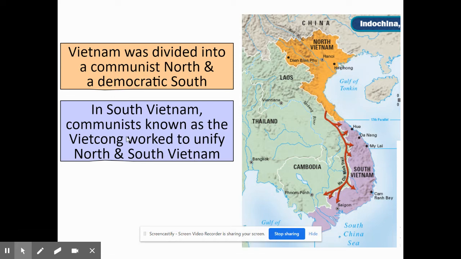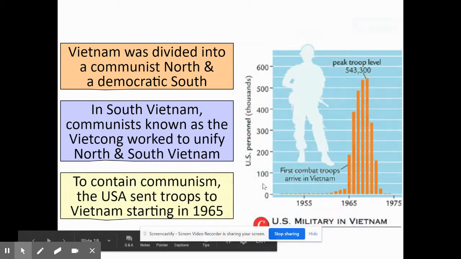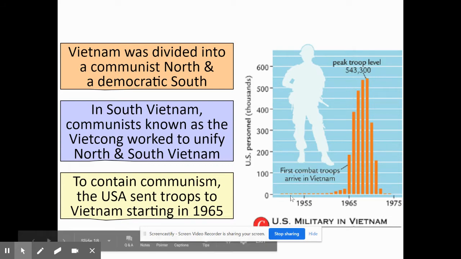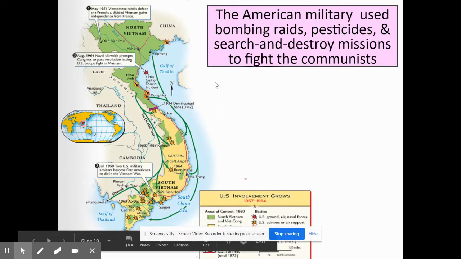So in South Vietnam, there's the Viet Cong, and they're trying to unify North and South under communism. So to contain communism, the United States started sending troops. But before then, in 1954, we were sending advisors. So it was a police action from 1954. Troops for fighting, as they were labeled, were not sent until 1965.